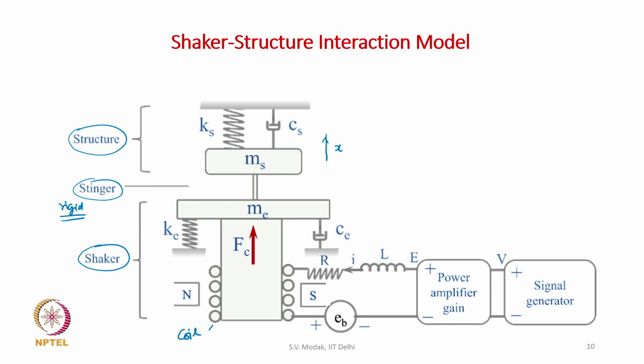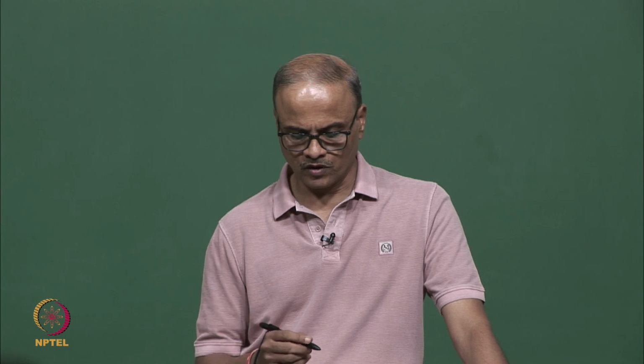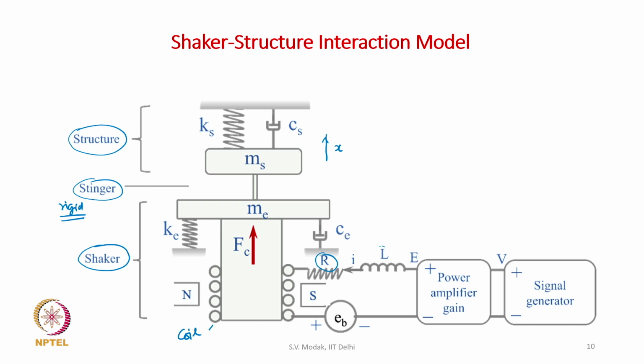Now, this coil has its electrical properties which determine the current which flows to the coil. Therefore, the resistance and inductance of the coil are shown here. You can see this is the resistance of the coil and this is the inductance of the coil. And this coil is being supplied the voltage by the power amplifier. The power amplifier has a certain gain, so let us say GV is the gain of the power amplifier. E is the output voltage of the power amplifier. The input to the power amplifier comes from the signal generator, so V is the output of the signal generator.